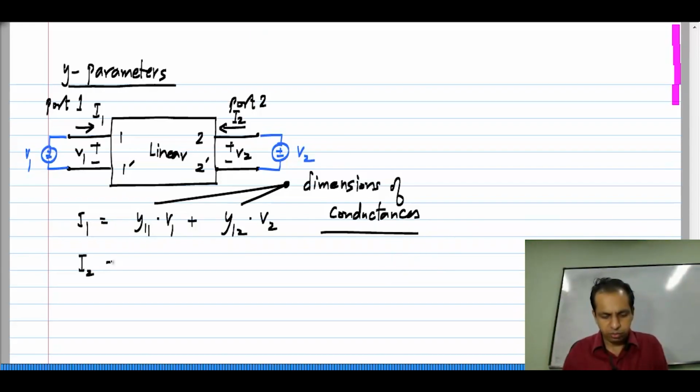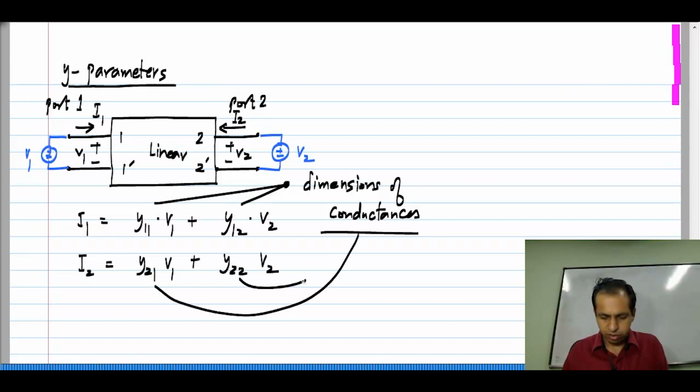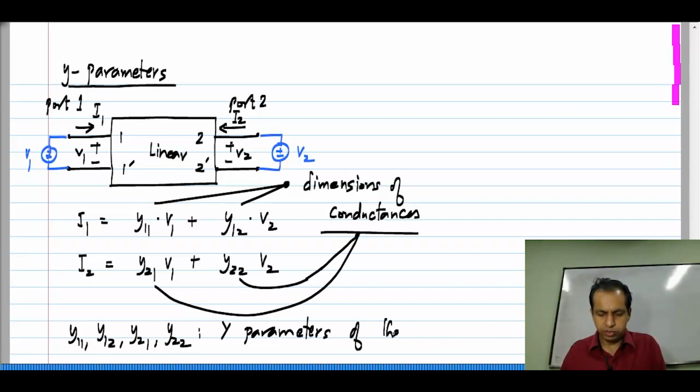And similarly, the current I2 will be a linear combination of V1 and V2, and these constants again have dimensions of conductances. Now, these four parameters together, Y11, Y12, Y21, Y22, these are the Y parameters of the two port.